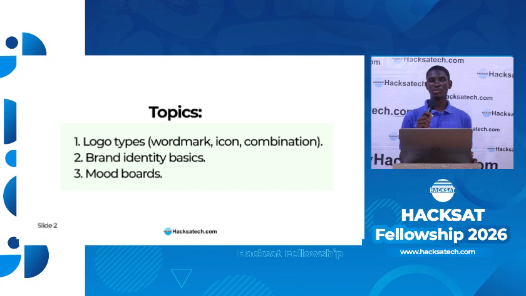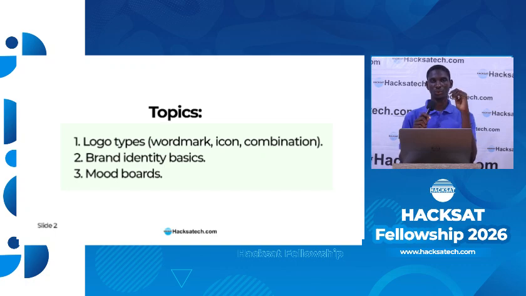Number one, we are going to talk about logo types: watermark, icon, combination. Then we are going to talk about brand identity basics. What are the basics when we talk about brand identity? And the third thing we are going to talk about is the mood board. How you can use a mood board. Like, what is a mood board? So you get to understand what it is at the end of this class.